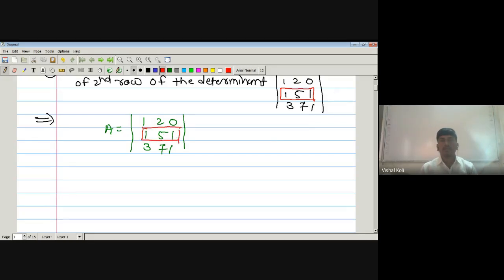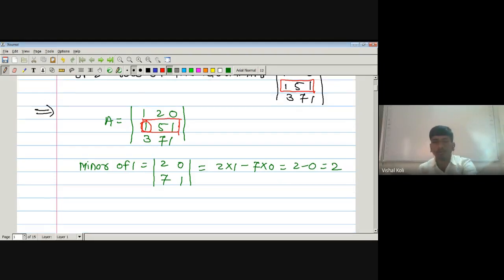find the cofactors. Now minor of 1 is equal to minor of element 1, which by the definition of minor, we have to suppress the second row and first column, since 1 is present in second row and first column. Then it is nothing but 2071, which is equal to 2 into 1 minus 7 into 0. 2 into 1 is 2, minus 7 into 0 is 0, which is equal to 2. Therefore, minor of 1 will be equal to 2.